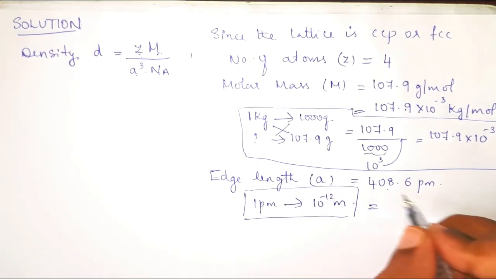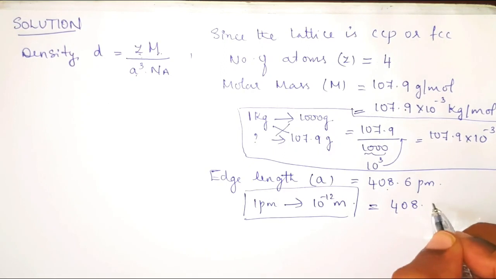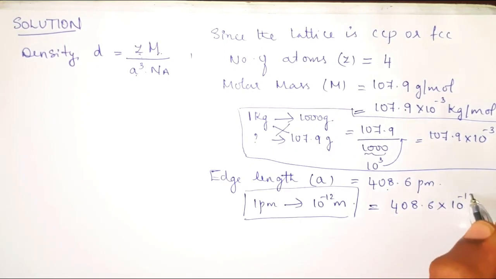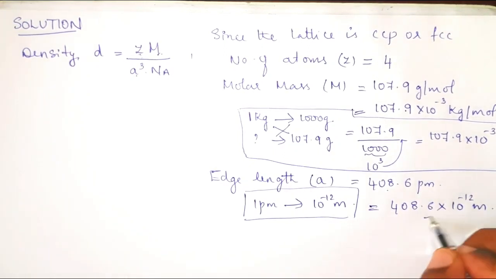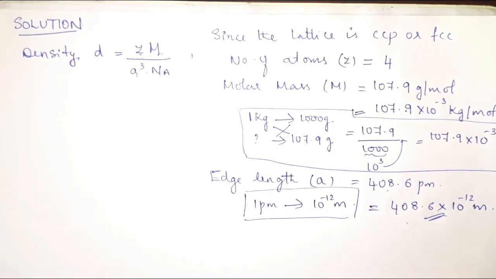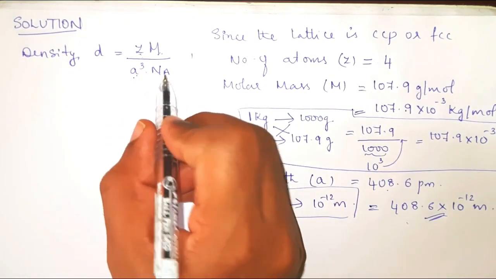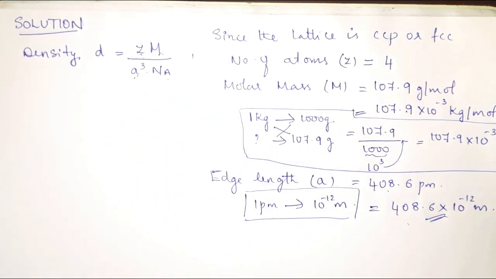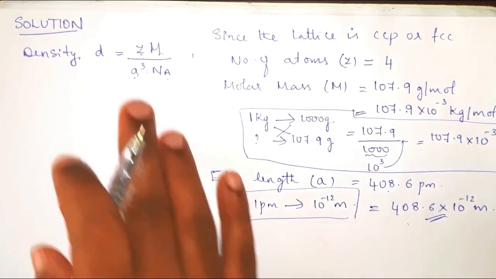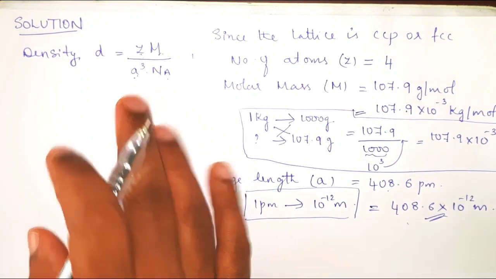So how will you write? It is 408.6 into 10 to the power minus 12 meters. Now this value you can substitute here. And the last one is Avogadro number. You know already, it is 6.022 into 10 to the power 23. So you got all the values here. Now you need to substitute in this equation.